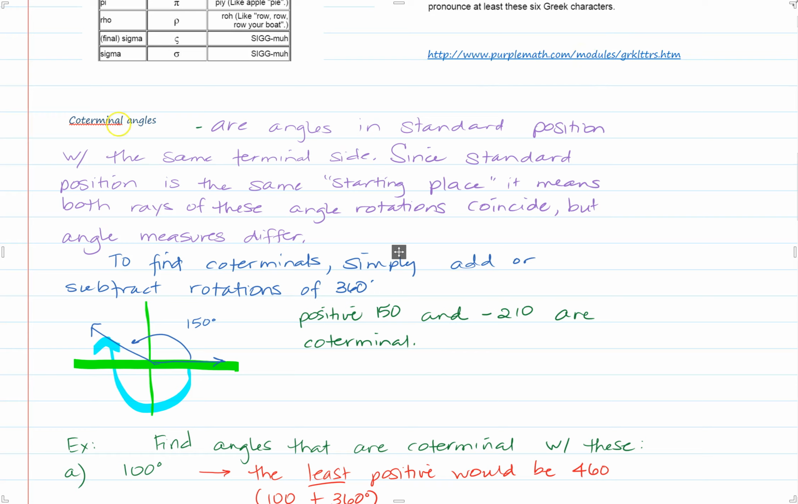Now let's talk about coterminal angles. These are angles in standard position with the same terminal side. Let's say I have 150 degrees. Here's my initial side, and it comes about over here. It is coterminal with negative 210. They start in the same place and end in the same place, but they are not the same angle. To find these coterminals, simply add or subtract rotations of 360.